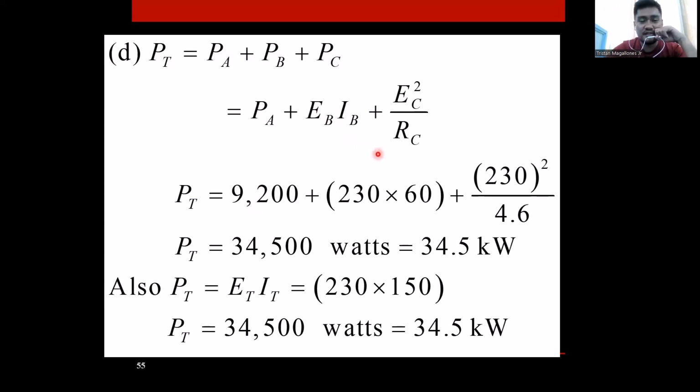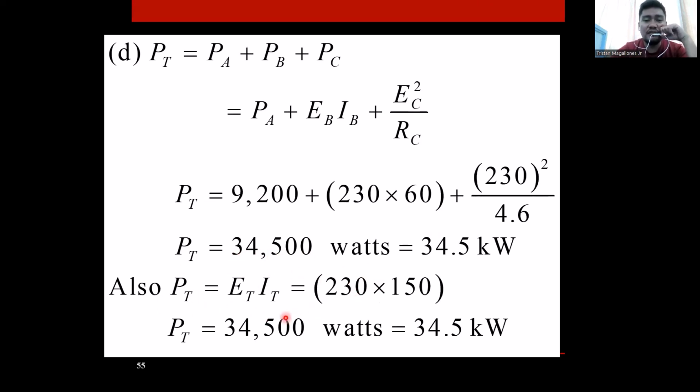Power of B will be just Ohm's law, so P is equal to EI. So E is 230, I is 60, so 230 times 60 gives the value of your power. And for C, the power will be E squared over R, so 230 squared over 4.6. So your total power will be 34.5 kilowatts, or that is 34,500 watts.